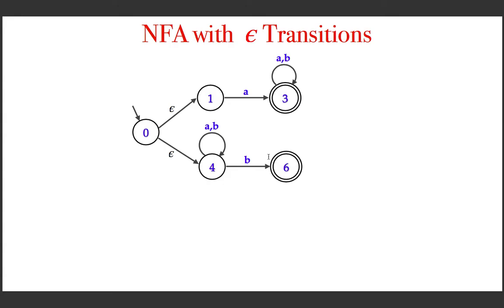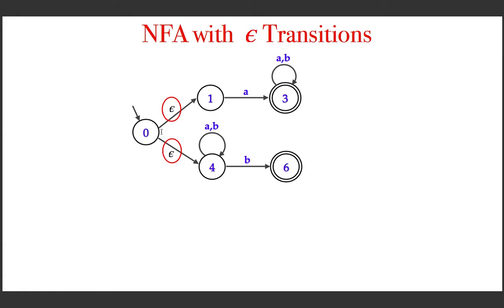Unlike all the previous finite state machines, this machine is making use of a new kind of transition, namely epsilon transition. So, what is the semantics of an epsilon transition? The semantics is that if you are in state 0, then without reading or consuming an input symbol, you can reach state 1 or 4 by taking the epsilon transition. So, epsilon transition allows a finite state automaton to make a move without consuming an input.